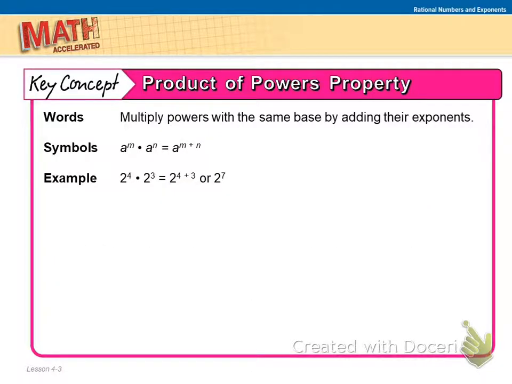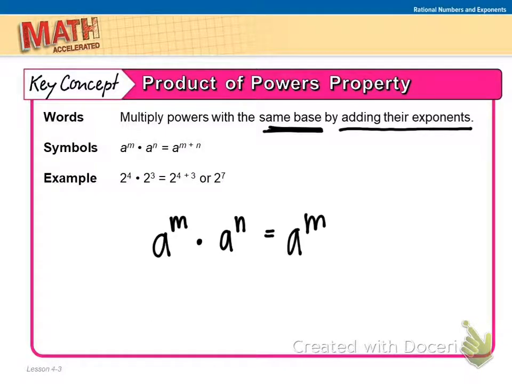All right, so now let's talk about what we do when we multiply monomials. So when we multiply powers, keyword here, with the same base, we do that by adding their exponents. Okay. So in symbols, if we have any number with an exponent multiplied by that same base with another exponent, this rule is telling us that we can add their exponents. So I would just be able to add those exponents.